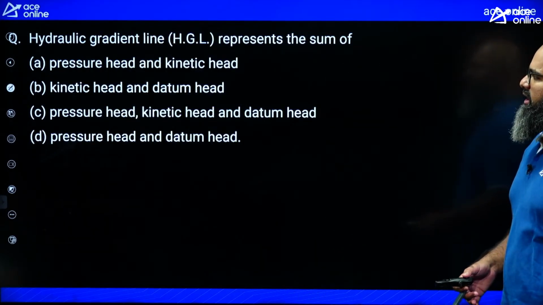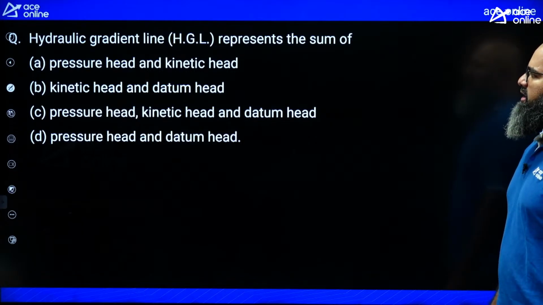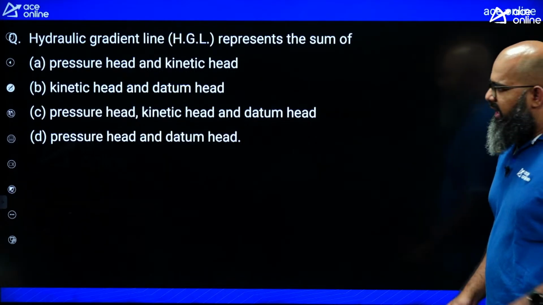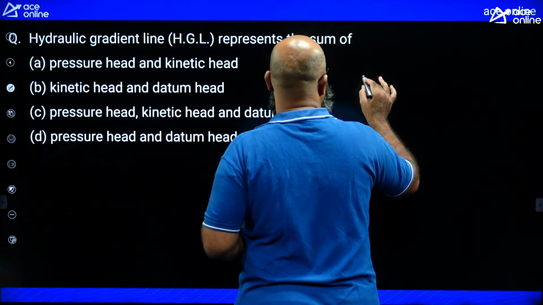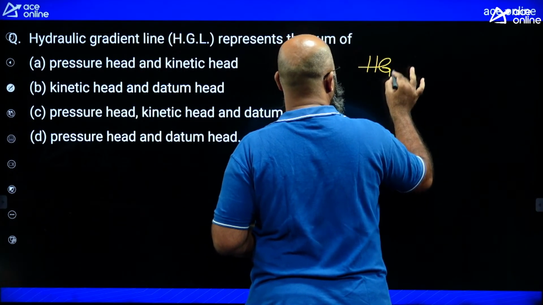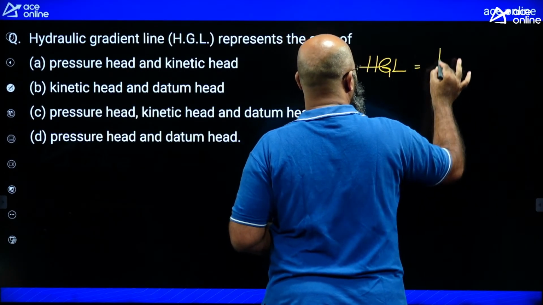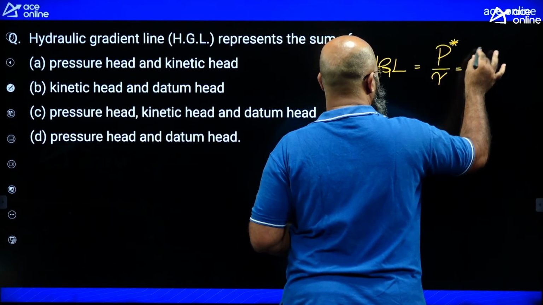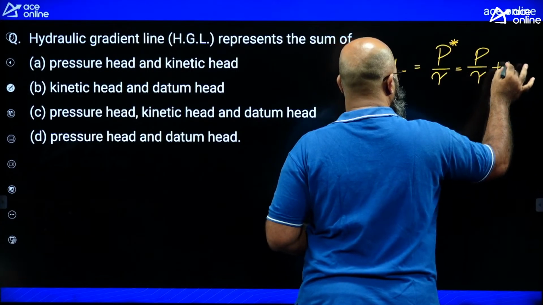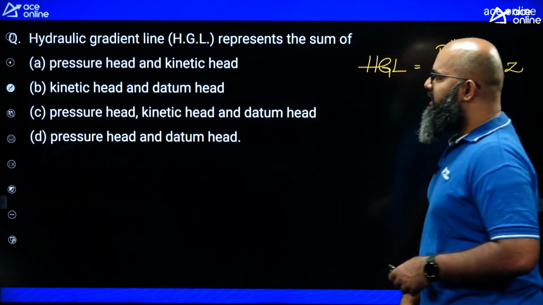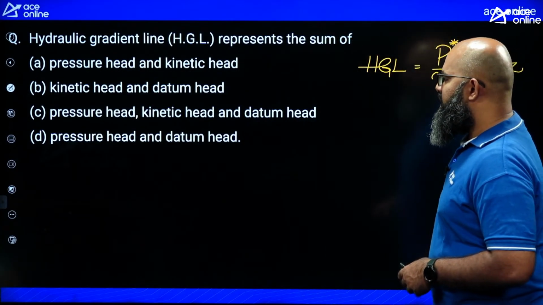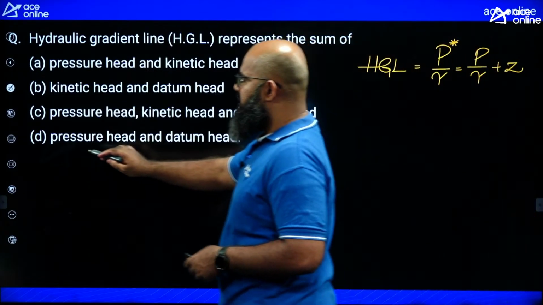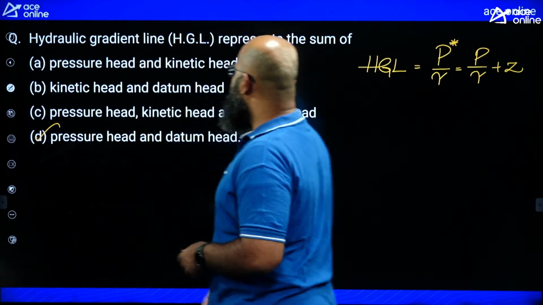Okay. Next thing, hydraulic gradient line, HGL, represents what? HGL, hydraulic gradient line, is basically representative of piezometric head, that is P star by gamma, which is equal to pressure head plus datum head. So, we can write over here pressure head and datum head, option D is correct over here.